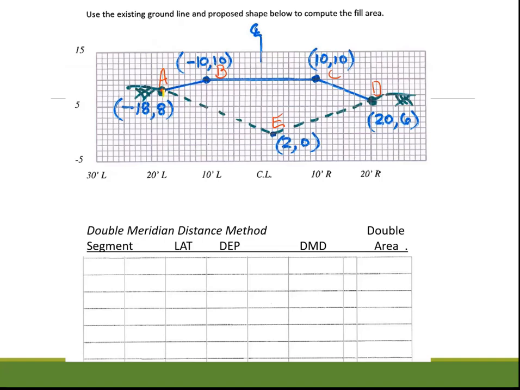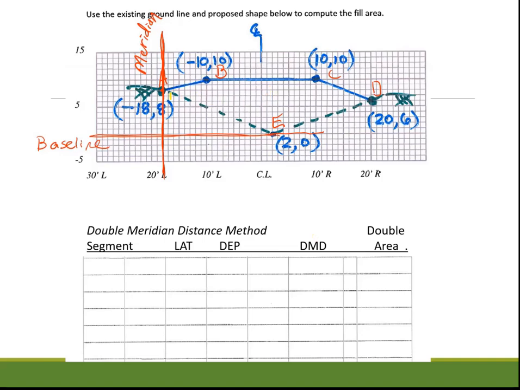Double meridian distance method relies on establishing essentially a meridian. The most convenient location for the meridian is passing through the westernmost point. So this will be my meridian. That way my distances can all be measured away from that meridian. Likewise, I want to set up a baseline, and the most convenient location will be passing through the southernmost point. That way my departures can be measured from my meridian and my latitudes from my baseline.